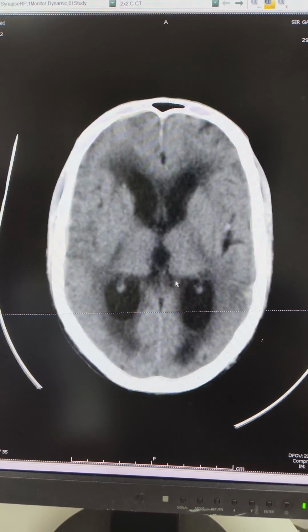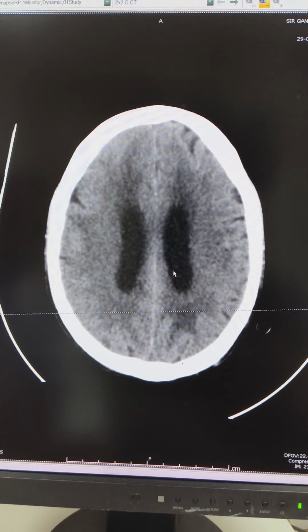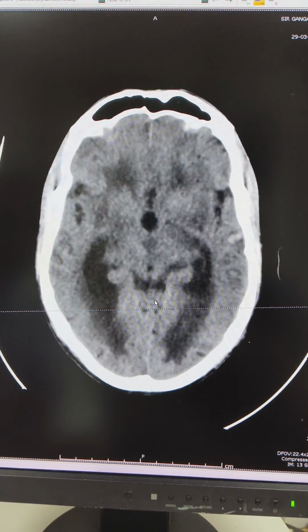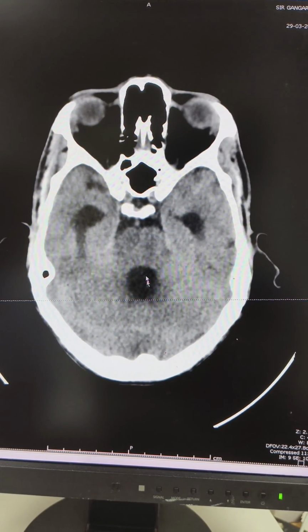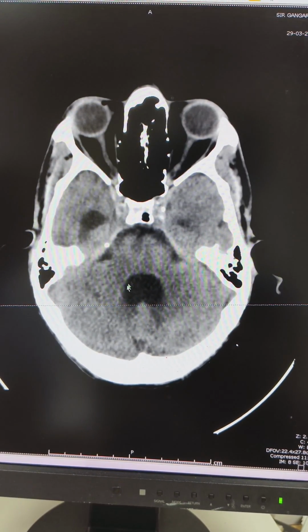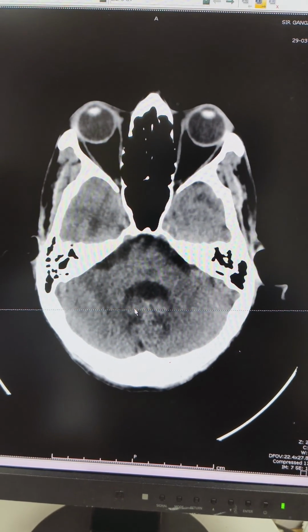So here in this patient, basically what we see is the dilated body, frontal and occipital horns, third ventricle dilated, dilated temporal horns, and the dilated fourth ventricle also. Panventricular dilatation is seen here in this patient.